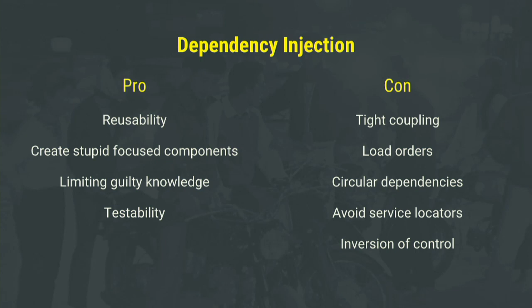This is the main pro point for dependency injection: testability. Because it does not get any knowledge outside its scope, you can easily test it. If it has, say, two data services or external services, you can easily inject mock data. So you have everything under control, and testing becomes a breeze.